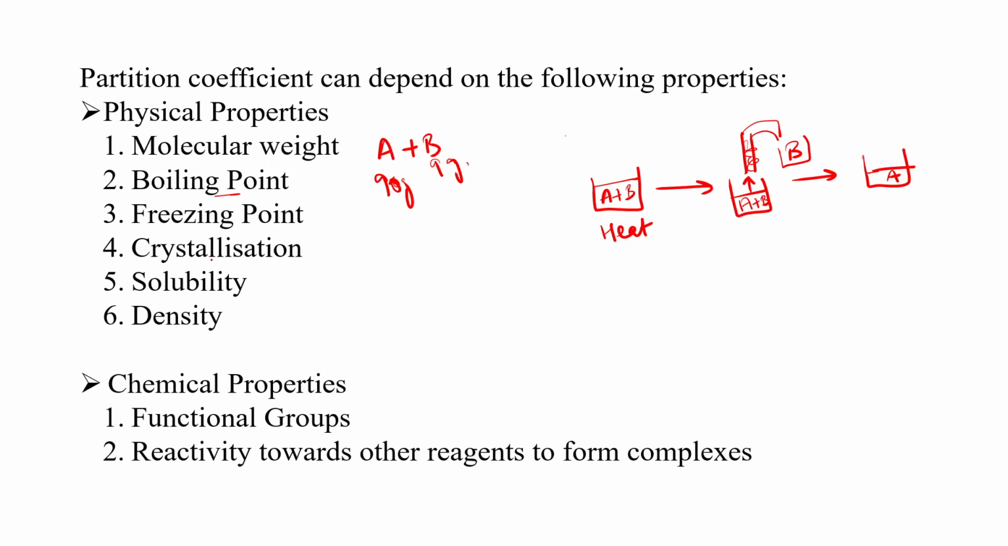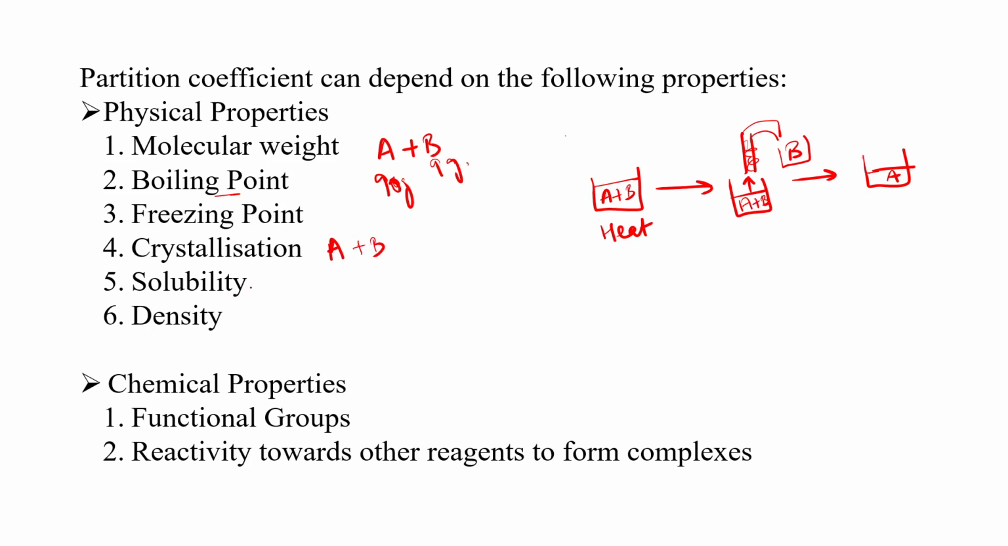Crystallization will also work in the same way. If both of them have different crystallization properties, one will crystallize faster than the other. Let's say A and B components are there, A crystallizes first, you can take out the crystals, filter out the crystals, and you will have B in the solution. Okay, so crystallization can be used.